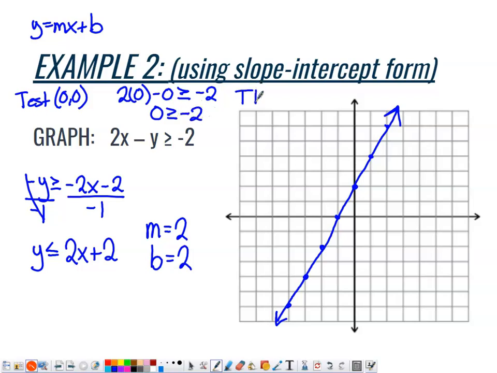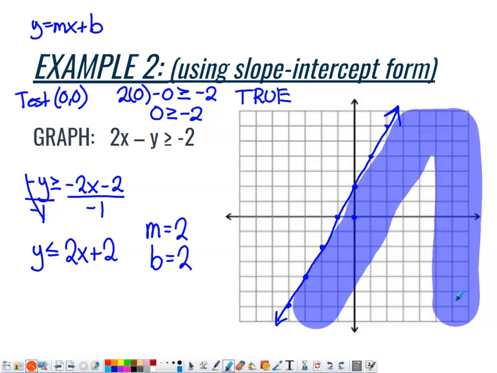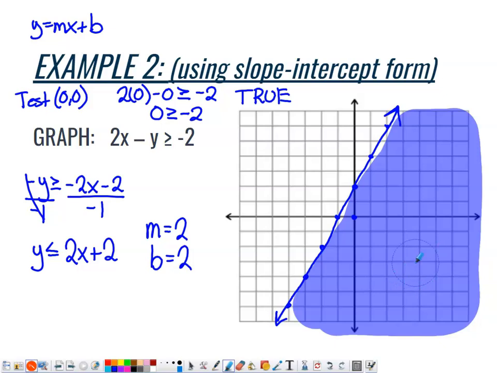So this is true, meaning the ordered pair (0, 0) is part of the solution. So we're going to go ahead and shade that region of the graph. So we're going to shade this region right here. So the solid line along with the shading, that is our correct solution.